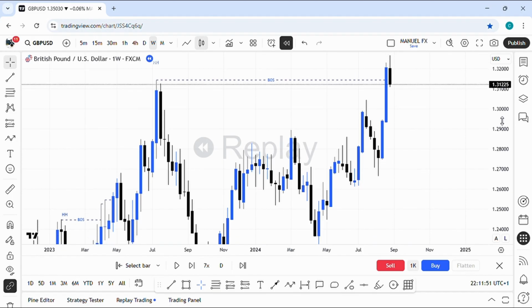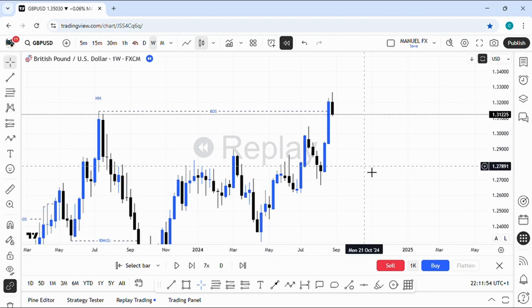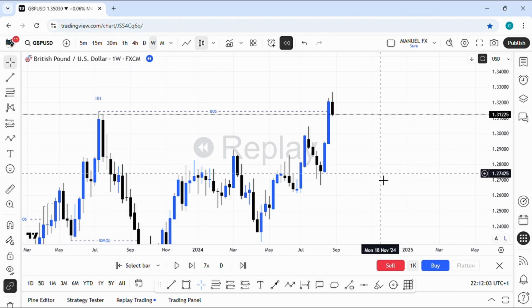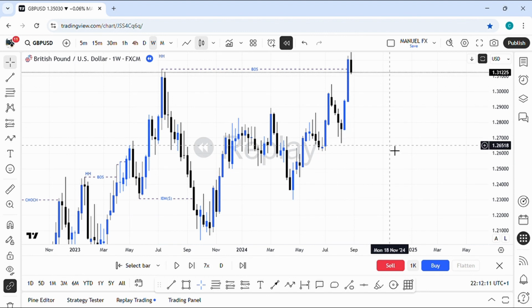What else are we looking for? I'm looking for a retracement move. Now, here becomes my retracement move. This becomes my valid retracement move.